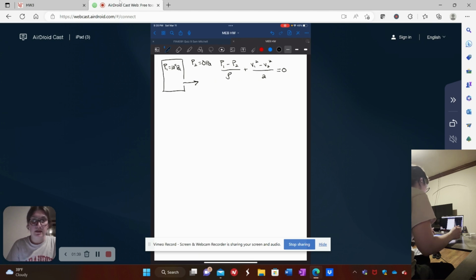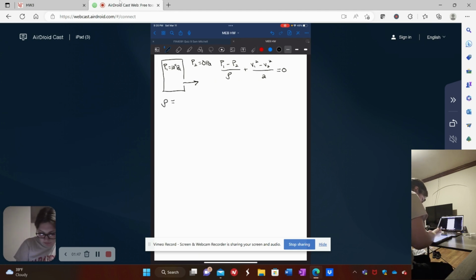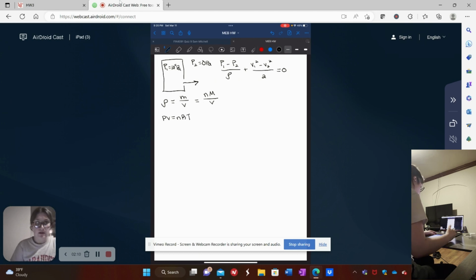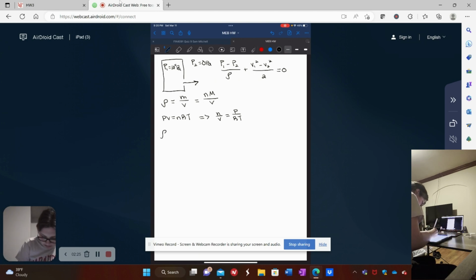We can calculate the density of air, and then use that to solve for the velocity. We know that density is equal to mass over volume, and for a gas, we can do the number of moles times the molecular weight over volume. We want this in terms of pressure, so we can use the ideal gas law, PV = nRT, to get this n over V value. So n over V is equal to P over RT. Plugging that into our density equation, you get pressure times molecular weight over RT.